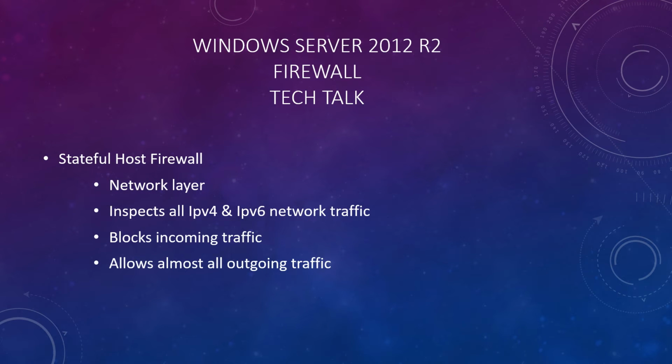All right, in regards to the Windows Firewall, on a technical aspect, Windows Firewall is a stateful host firewall. It runs on the network layer of the seven-layer OSI model. It inspects all IPv4 and IPv6 network traffic. It blocks incoming traffic that is not solicited traffic or traffic that has been given permission to enter the network or the system itself. And it also allows most all outgoing traffic except for certain configured ICMP messages.